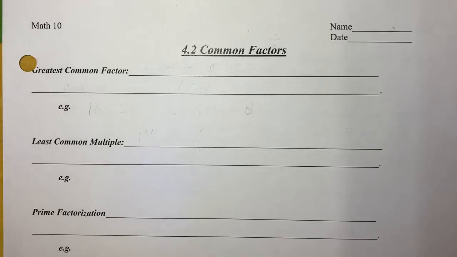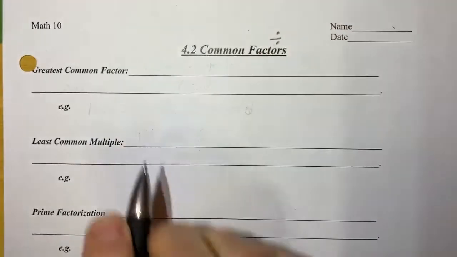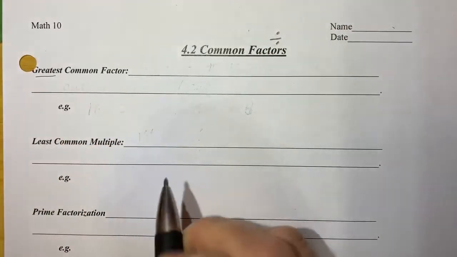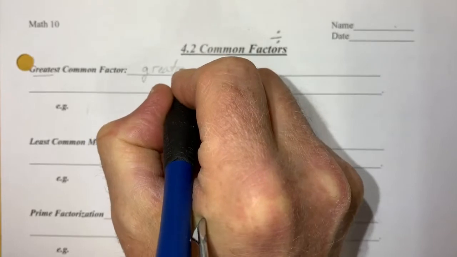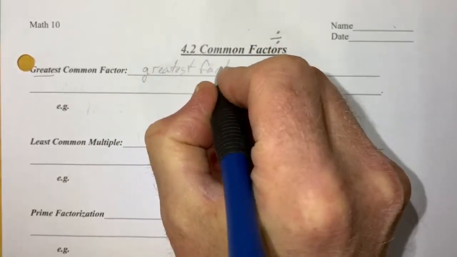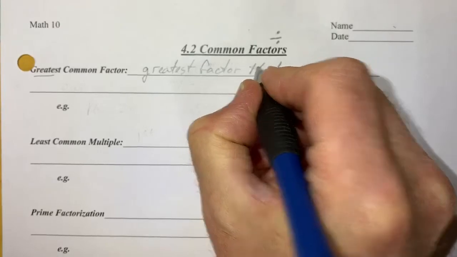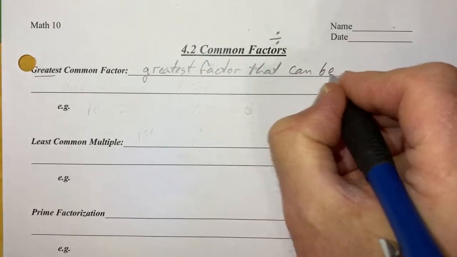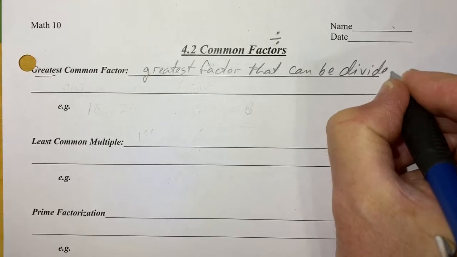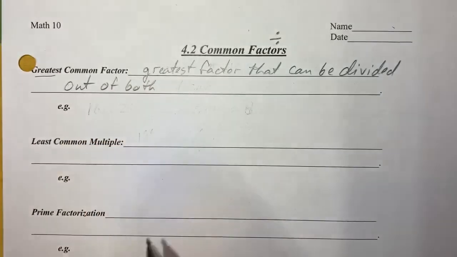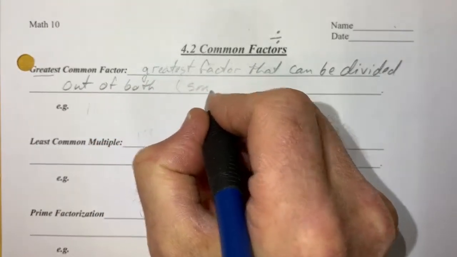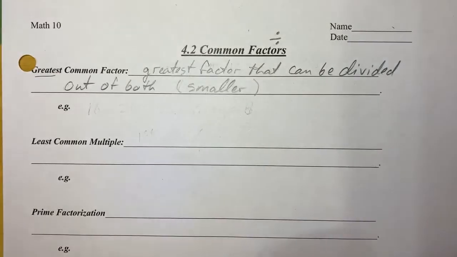Okay, common factors. Common factors means I'm going to be factoring something out. Factoring really means dividing something out. The greatest common factor of two numbers is really the greatest, the largest factor that can be divided out of both numbers. So there's going to be more than one. And it's usually going to be smaller than both numbers. Well, it could be equal to one of them, but it certainly can't be bigger.